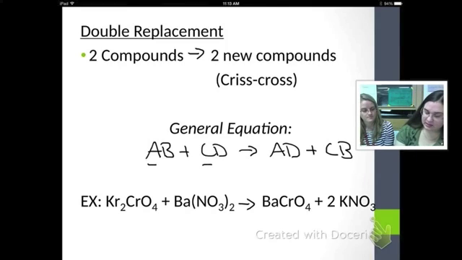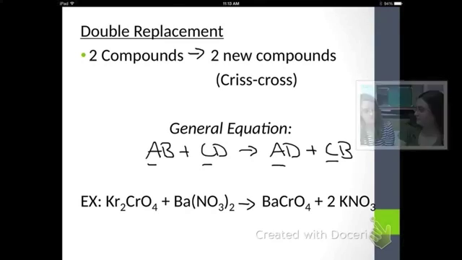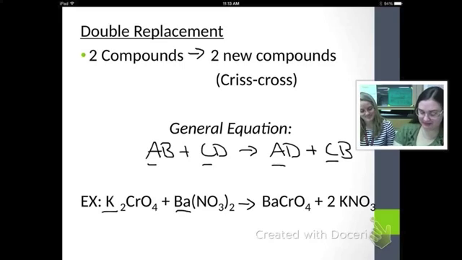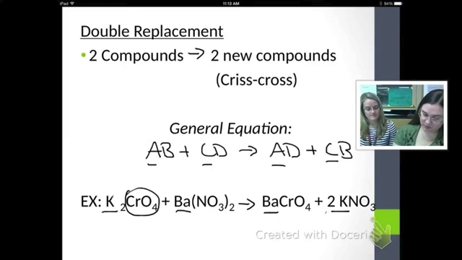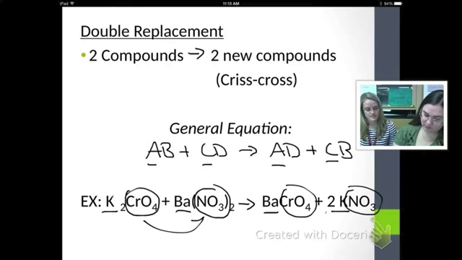So the A and the C started out in the front, so the A and the C have to stay in the front. All right, that makes sense. So K and BA have to stay in the front, and so we're going to switch the polyatomics out to change who they're with. Okay? We can't switch the first and the last because then we'd just be writing the same thing but in a different order. So really we're just going to switch the last ones.